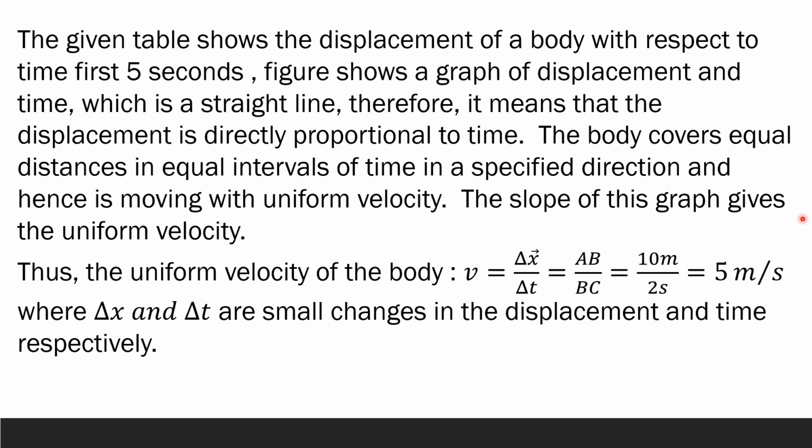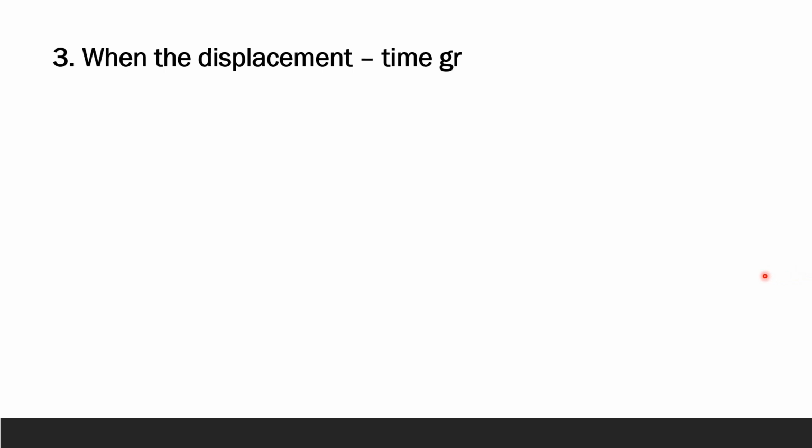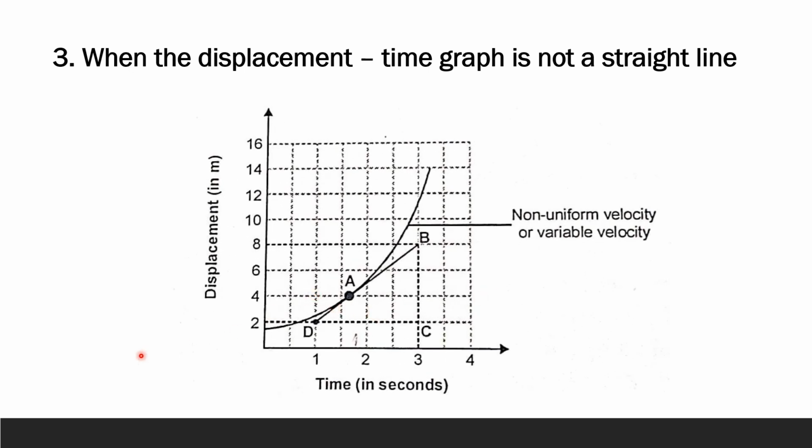Next, go to the third case, when the displacement time graph is not a straight line but a curve. See the diagram below. This is a graph between displacement and time which is a curve. Here also we are taking time 1 second, 2 seconds, 3 seconds, and displacement 2, 4, 6, 8, 10, 12, 14, 16 along the y-axis, and the time along the x-axis.